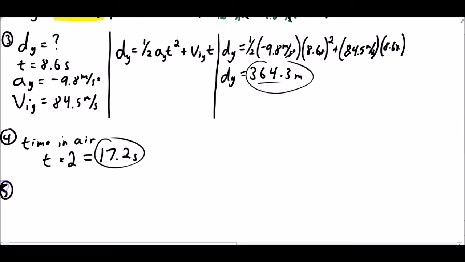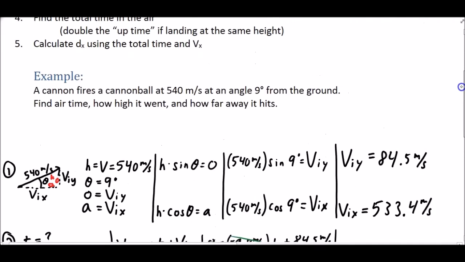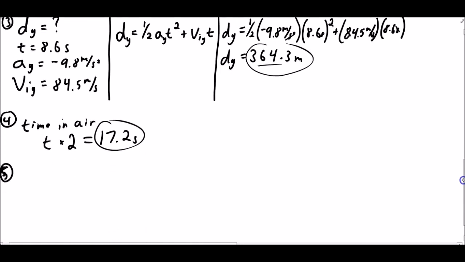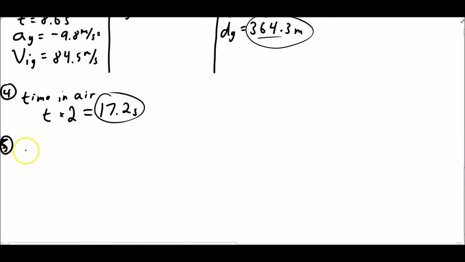It's a horrible looking 5. Calculate dx using the total time and vx. Okay, so finally we can talk about the x's. How far did it go along the ground? We want to find how far did it go, so that is dx. That is our question mark. Okay, so it was launched at an angle. How far did it go?